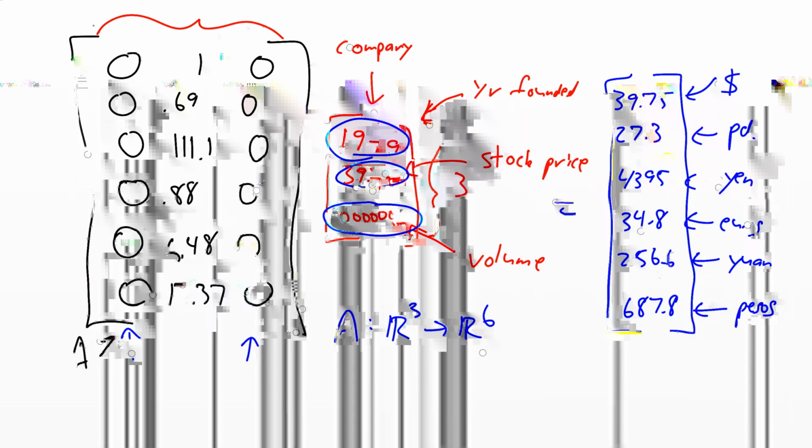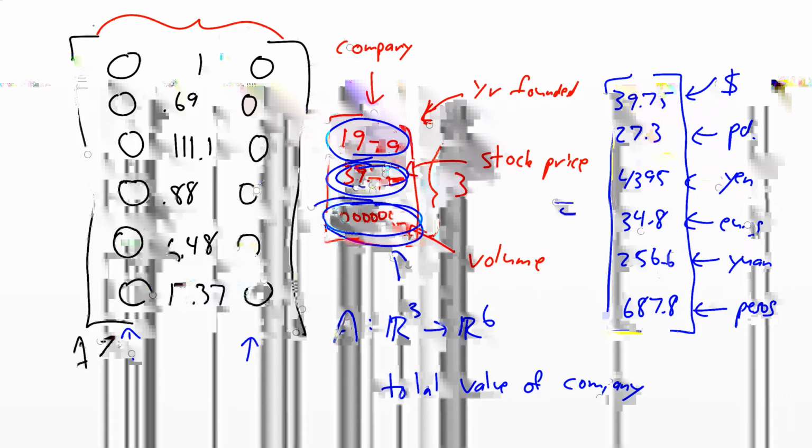Notice I could not do something like total value of company. Wouldn't it be cool if I had a matrix which, if you gave me this red vector here, I could compute the value of a company, which is the stock price times the volume? Because if each share is worth that much, then if I multiply by the total number of shares, I get the total value of the company. Can't do it though, and the reason is that even though that's a function, it is not a linear function. And therefore, it's not something we can do.